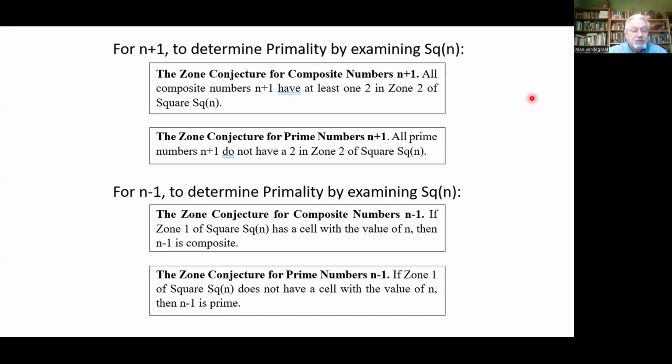Now let's consider n minus 1. To determine primality by examining SQN, we only need to look at zone 1 of the square SQN. And if it has a value of n, then n minus 1 is composite. And if it doesn't have a value of n in zone 1, then n minus 1 is prime. So these are several powerful conjectures that really simplify determining primality with the minimum number of checks.